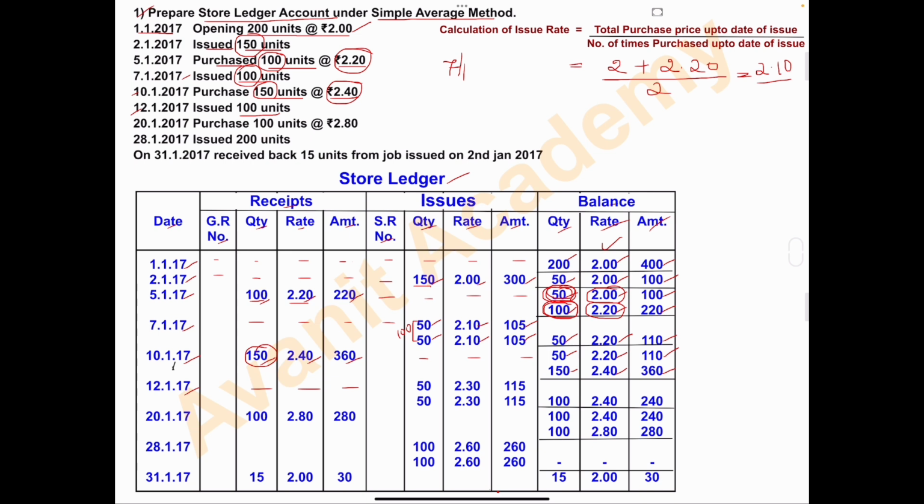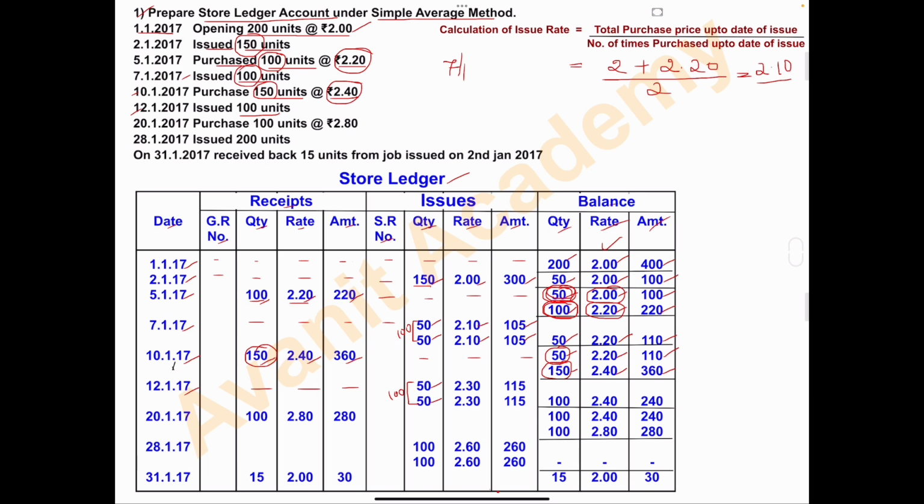See the balance. Here we have two types of stock, 50 units and 150 units. First let's issue these 50 units, and the remaining 50 we will take from this 150 units. So total we have issued 100 units. So there are two different prices, that is 2.20 and 2.40. We have to calculate the issue rate.